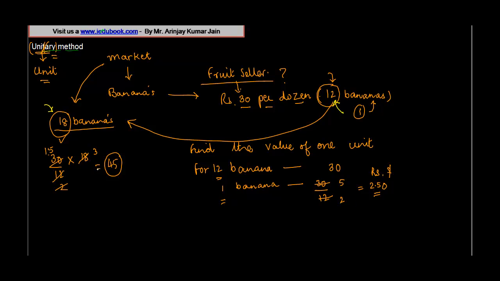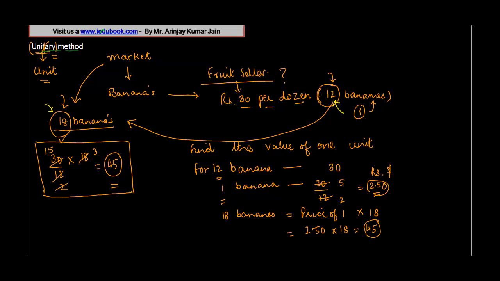Now, how many bananas did the mother ask you to get? 18. Now, you know one banana costs you 2.5. So obviously, 18 bananas is going to cost you how much? The price of one banana, price of 1 into 18, and we are assuming there are no discounts as you purchase more bananas, which is nothing but 2.50 into 18, which is 45. Now if you notice, even here you got 45, but this stage you will reach once you have a command on this.